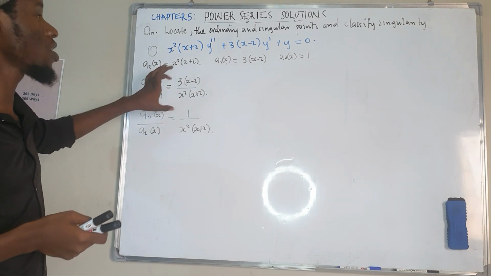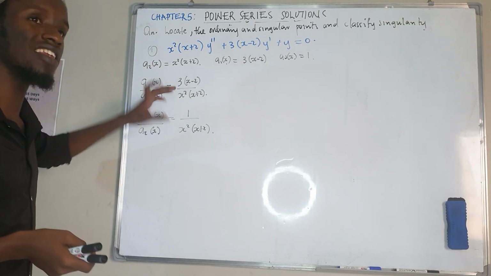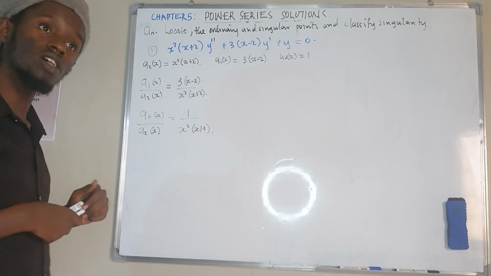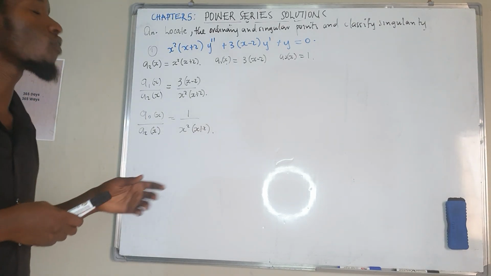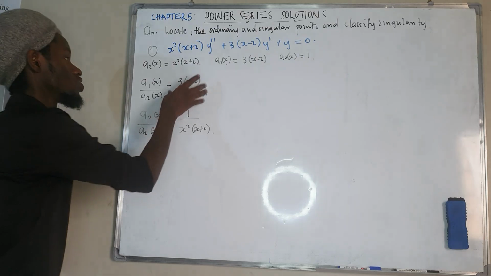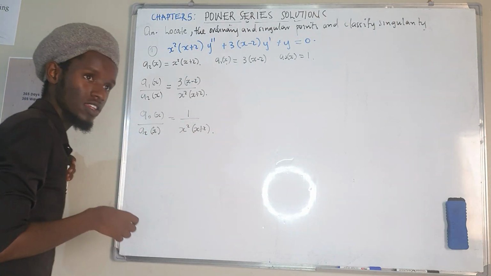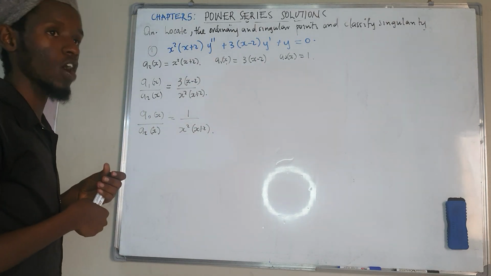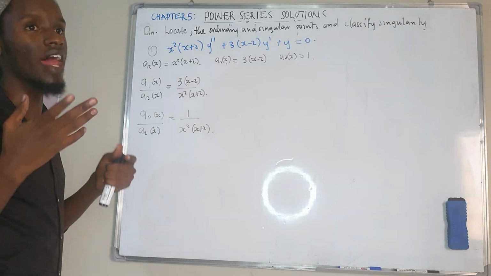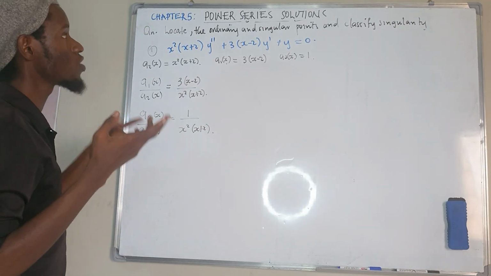Now, we say that we shall always have our ordinary points when these two rational functions are defined. Therefore, we shall always just look for the values of x that will make these two functions undefined, and then we shall be able to get the singular points and get the ordinary points.